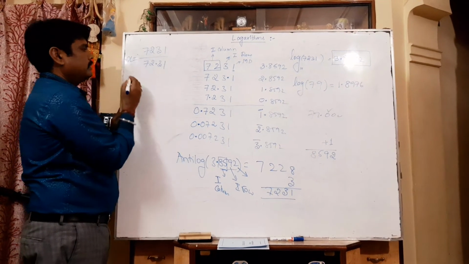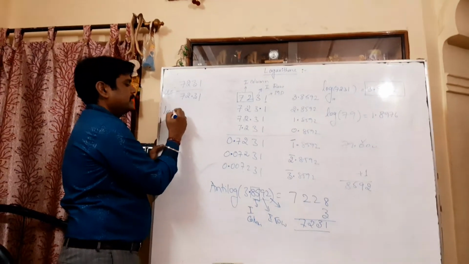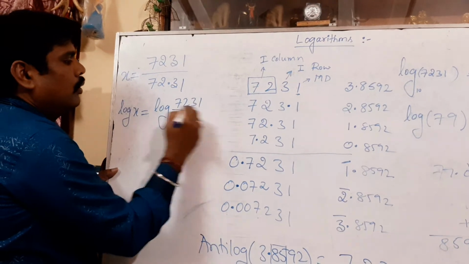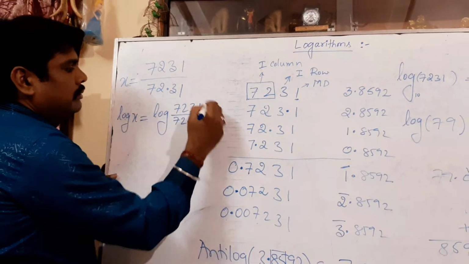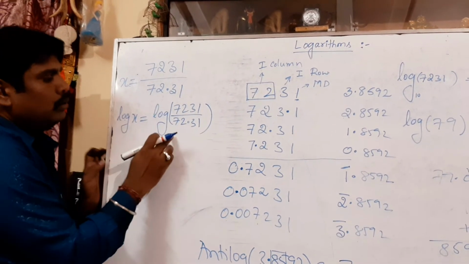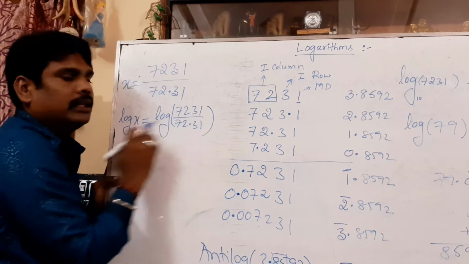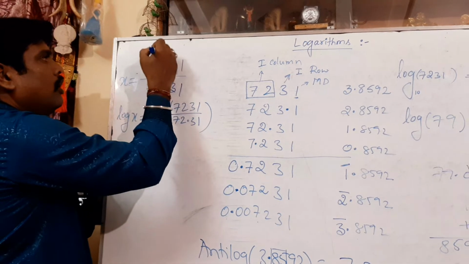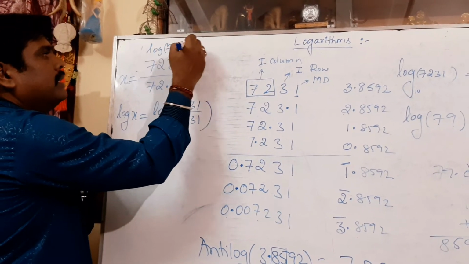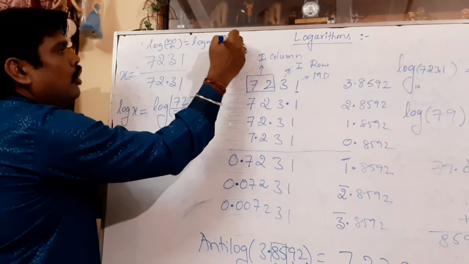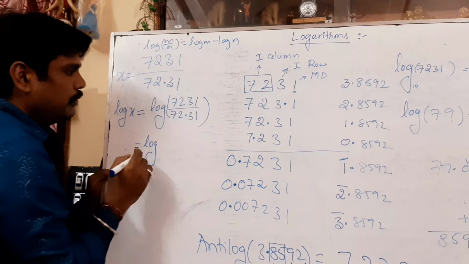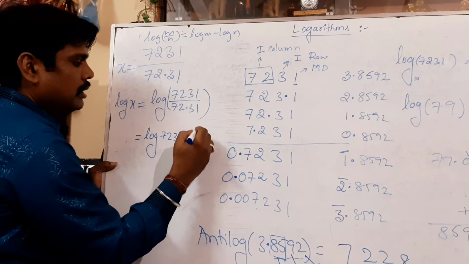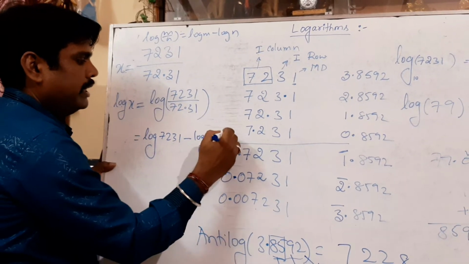To find the value of x, take log on both sides. Log x is equal to log of 7231 whole divided by 72.31. Clear now? The logarithmic rule says that if there is a division, you have to take the subtraction. So log of m by n can be written as log m minus log n if there is a division. Here it is a division of two numbers, so it can be written as log 7231 minus log 72.31.